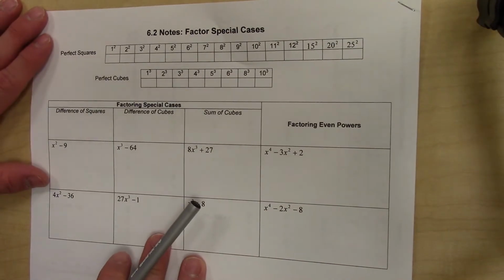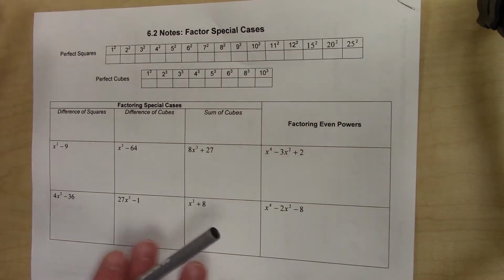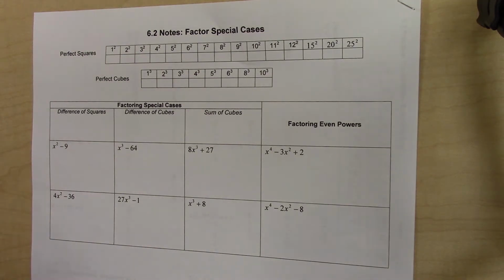Alright, 6.2 is factoring special cases. If you could take a second, fill in as many of those at the top as you can. You're going to be able to come back and check with me on these. Pause it right now, and again, just fill out as many of these as you can.